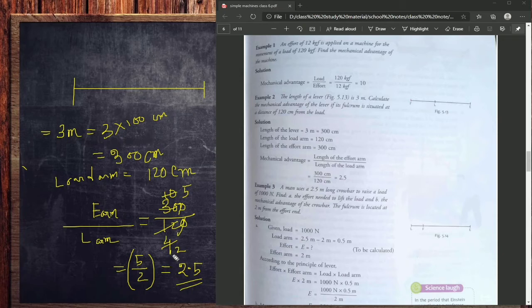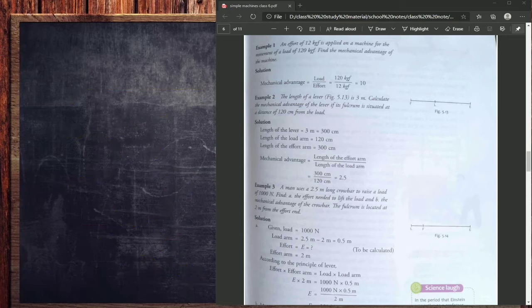Okay, so moving to the next one, that is number 3. First of all, in number 3, a man uses a 2.5-meter long crowbar, okay, and raises a load of 1000 Newton. So the load value is exactly given as 1000 Newton. That is our load. Coming to the load arm, we can write it as, sorry, it will not be 2.5 meter. The total crowbar length is given as 2.5 meter.